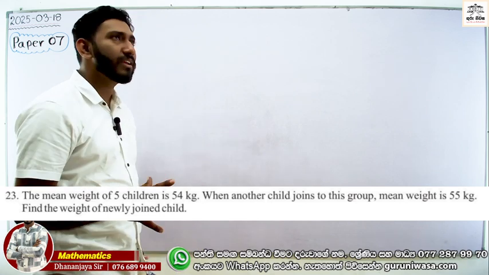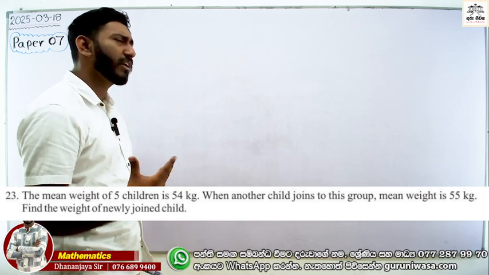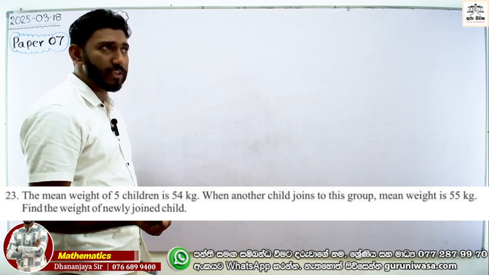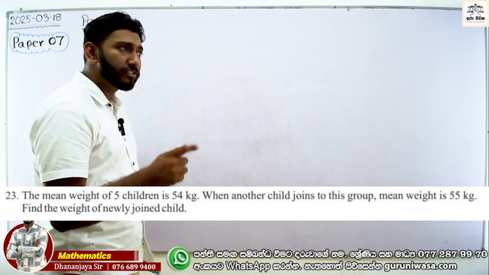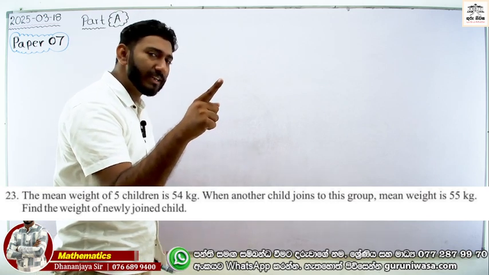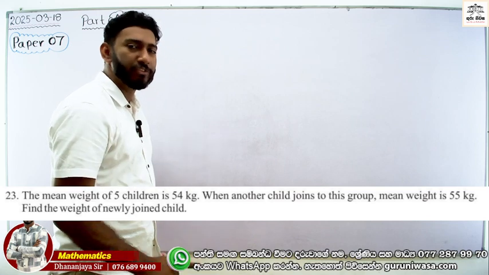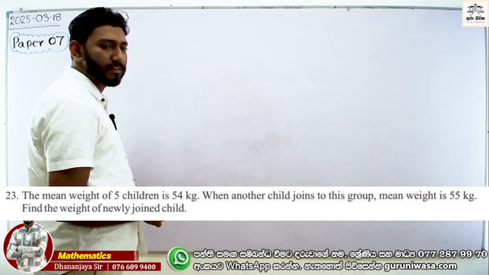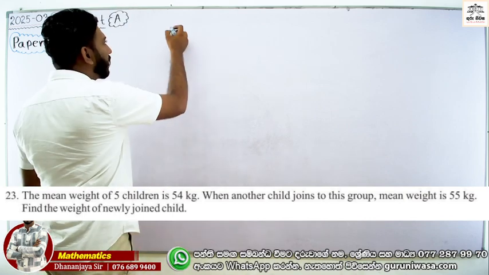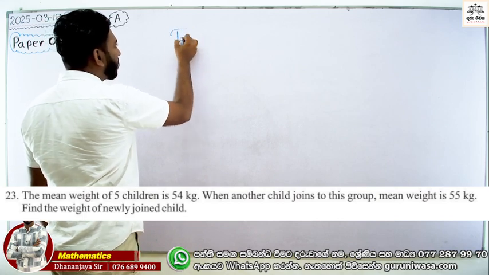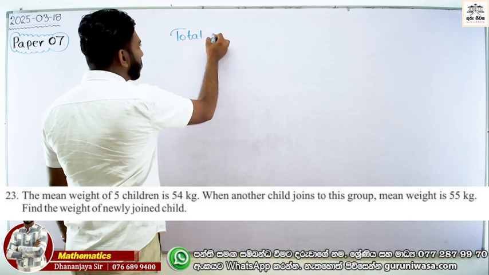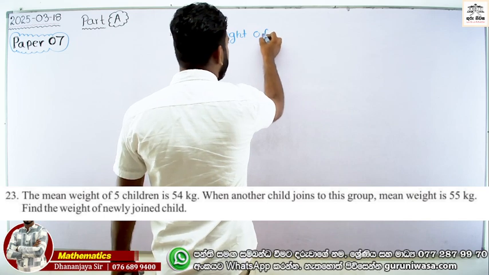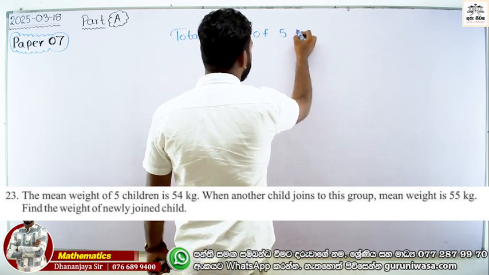What is the meaning of the mean? It's like an average, and you know how to find the mean. The sum of all the students' weights divided by the number of students. Therefore, the sum of the weights, we call it the total weight. Look at this. Total weight of 5 students.